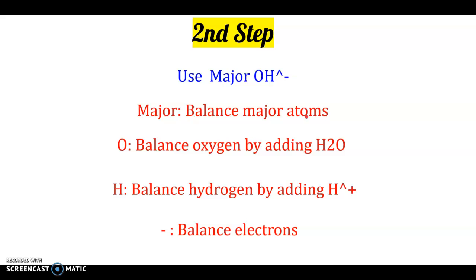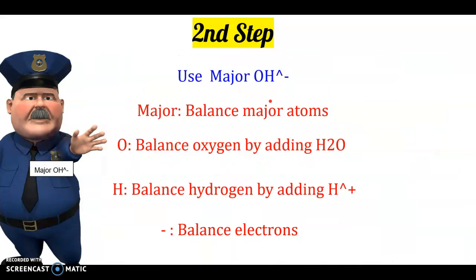The second step that you do when you're balancing a redox reaction is using MAJOR OH. MAJOR OH is an acronym we use in Chemistry 12 to remember the steps that we need to take to balance a reaction. MAJOR stands for major atoms. You might wonder what a major atom is. A major atom is any atom that is not an O or H.